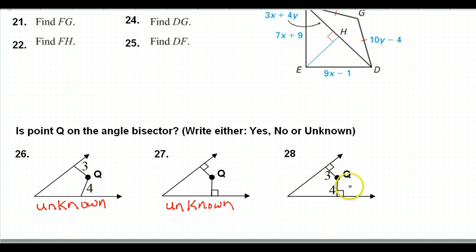On the other hand, number 28, we have the perpendicular distances. So we can use any numbers that were given to decide if Q is on the angle bisector. So because this length is 3 and this length is 4, we can say for a fact, no, Q is not on the angle bisector. Otherwise, these perpendicular distances would be the same. If this 3 had been a 4, so we had 4 and 4, then we would have said yes. But as it is, we can say no.